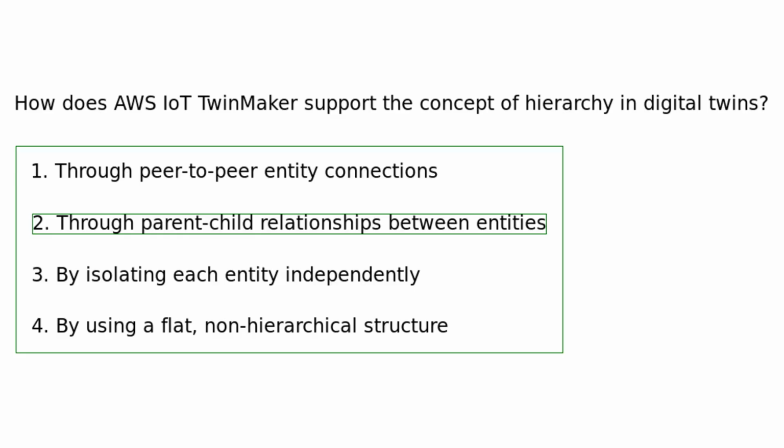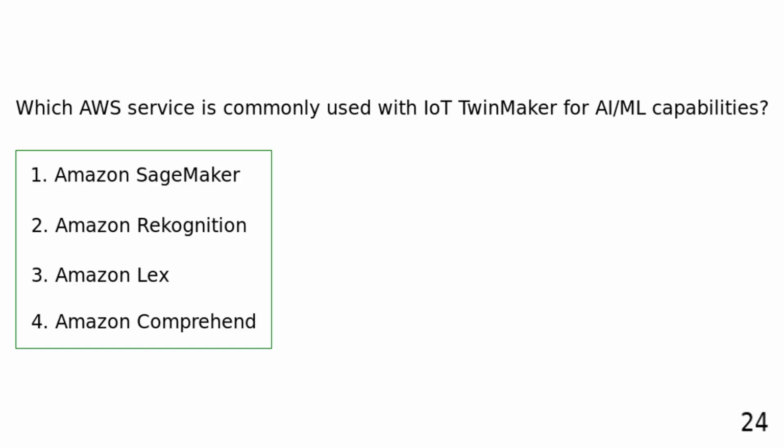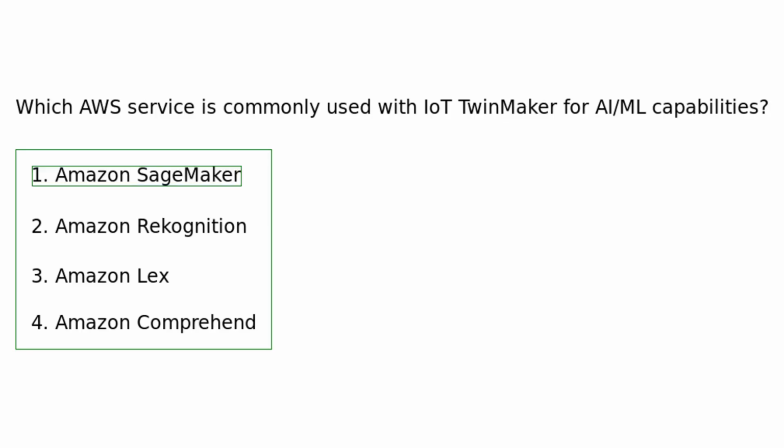nested components and subsystems. Which AWS service is commonly used with IoT TwinMaker for AI or ML capabilities? Amazon SageMaker. Amazon Rekognition. Amazon Lex. Amazon Comprehend. Amazon SageMaker is used for adding AI or ML capabilities to digital twins in AWS IoT TwinMaker.